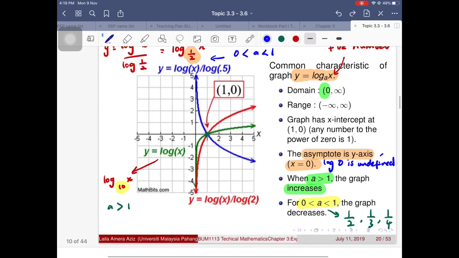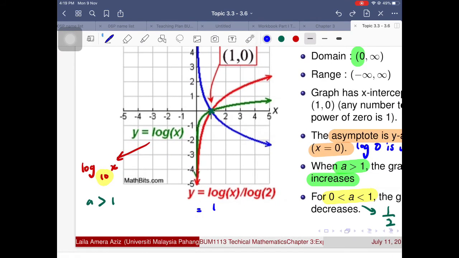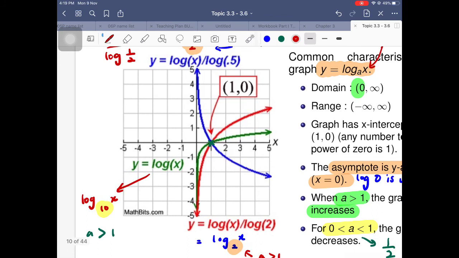And the last one in green over here is actually y equal log x over log 2. And this graph is actually equivalent to a graph of log x to the base of 2. For this case, our base is a value of 2, and this is when a is greater than 1. So when our value of a is greater than 1, the graph is going to be increasing, and this is what happened with the red graph. It's actually increasing and intercepts at (1, 0). Okay, so that is going to be the idea of the graph of logarithm.